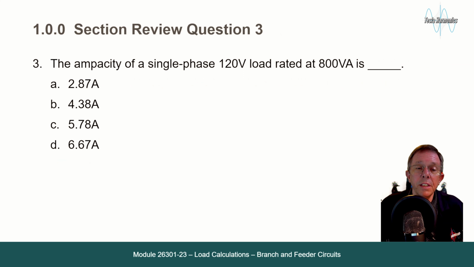The ampacity of a single phase 120 volt load rated at 800 VA is 2.87 amps, 4.38 amps, 5.78 amps, or 6.67 amps. And that's going to be D, 6.67 amps.